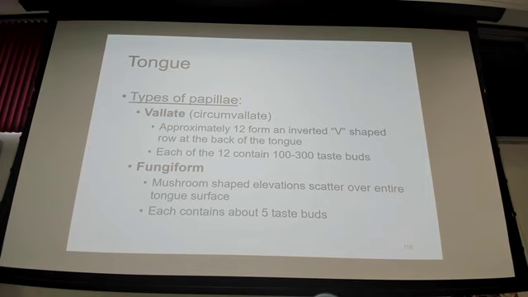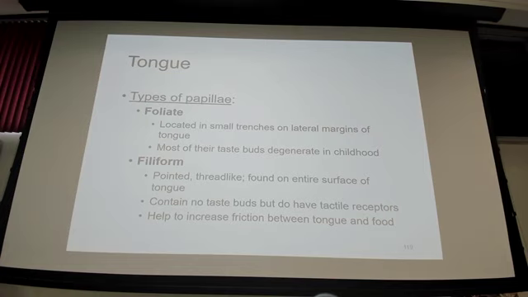Vallate or circumvallate, they form a V, so that one's easy to remember. Fungiform, what does it sound like? Mushroom, exactly. That's what they kind of look like. Foliate and filiform, no taste buds, more for tactile. Foliate are kind of these little ridges on the side of the tongue, and filiform are kind of everywhere. Mostly just tactile, proprioceptive. Understanding we need to manipulate the bolus around so our different types of teeth can do their different jobs, and then we can propel back and swallow.